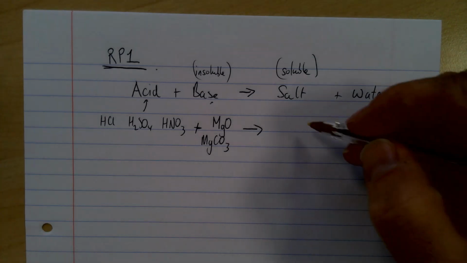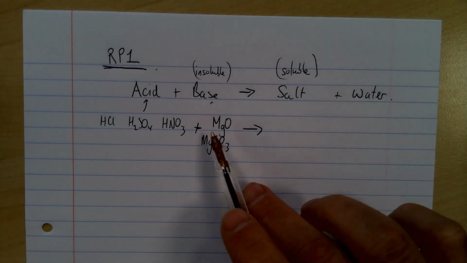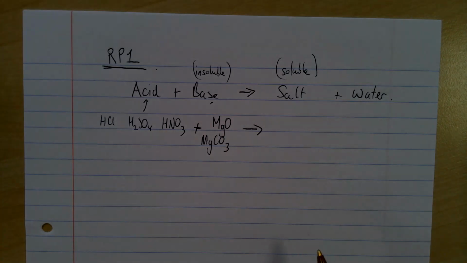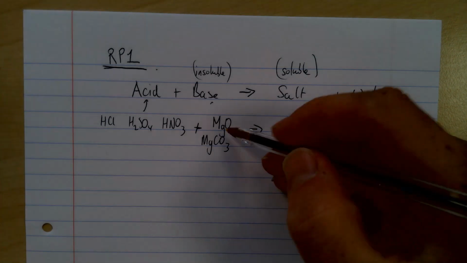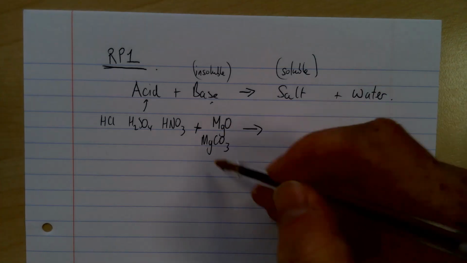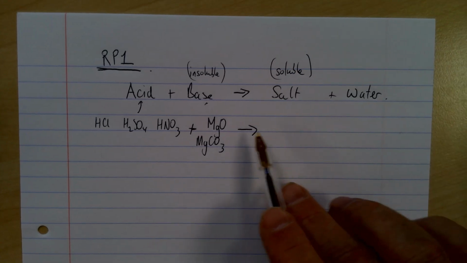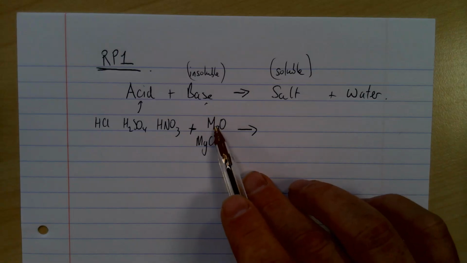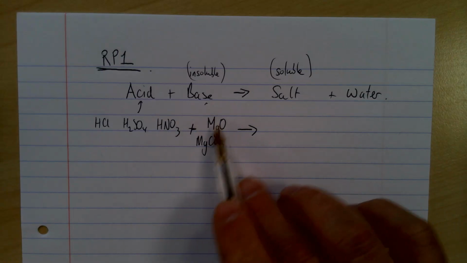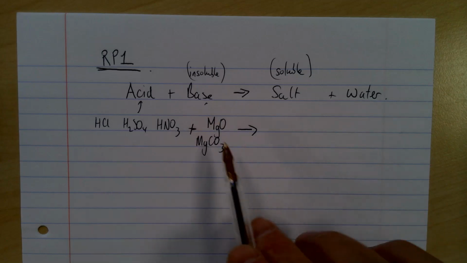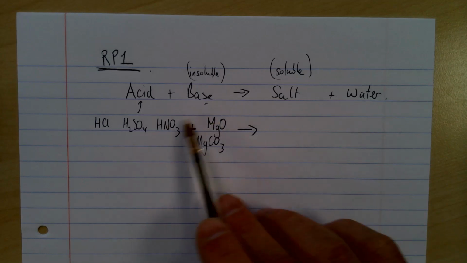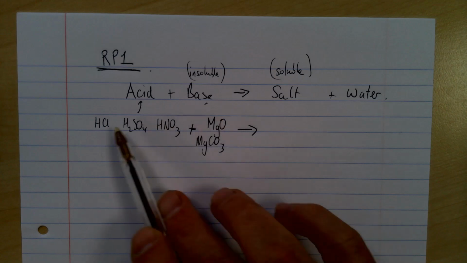The salt, you can work out the salt from the metal and the acid that you've got. Oh, the salt you can work out the formula of from the metal of the metal oxide or metal carbonate and the acid. So it'll be magnesium nitrate or magnesium sulfate or magnesium chloride.